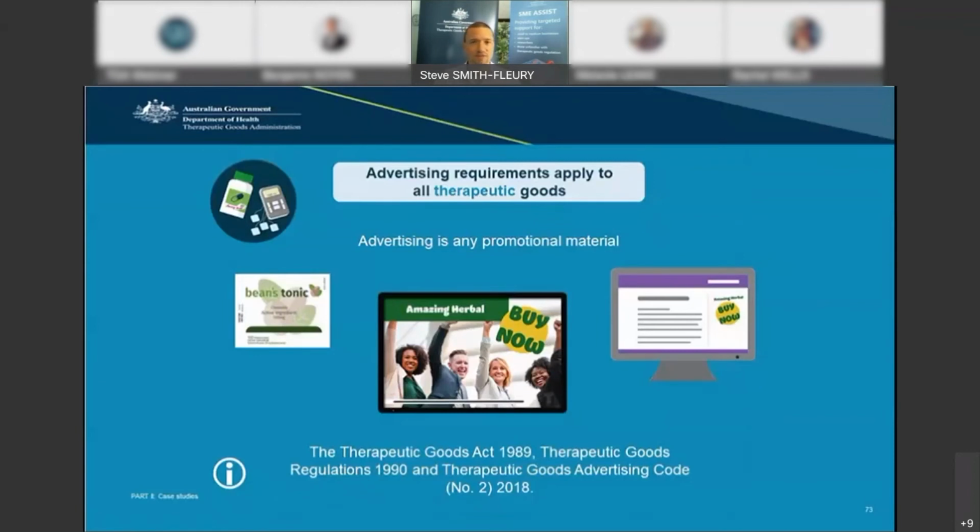So what is advertising? Advertising is considered as any promotional material. It includes, but isn't limited to, labels on your medicine, which includes packaging, your TV advertisements, websites, and social media sites. Advertising is regulated by the Therapeutic Goods Act of 1989, the Therapeutic Goods Regulations, and the Therapeutic Goods Advertising Code.